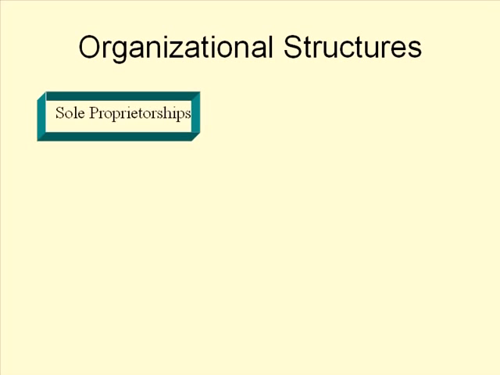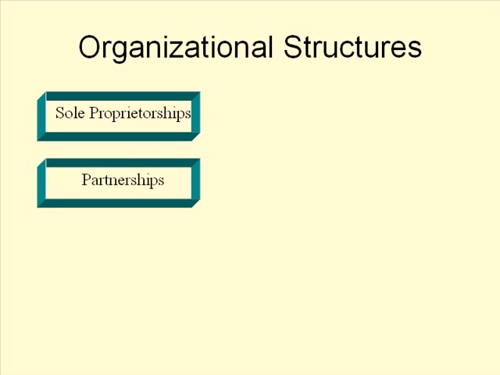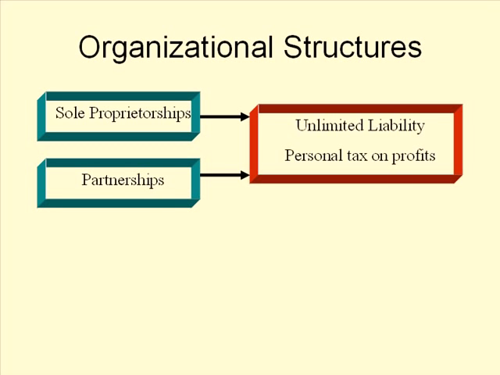There are three types of organizational structures that firms can take. Sole proprietorships and partnerships entail unlimited liability for their owners, and the owners pay personal taxes on the profits of the firm.